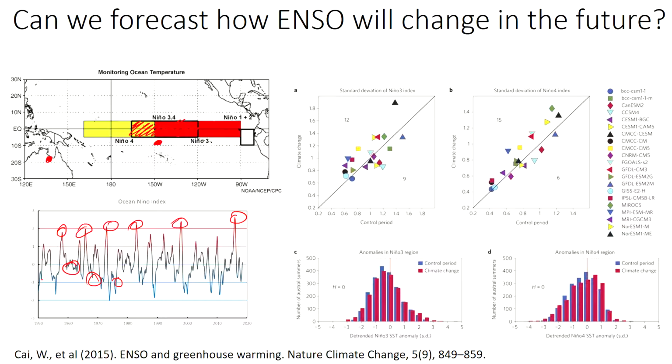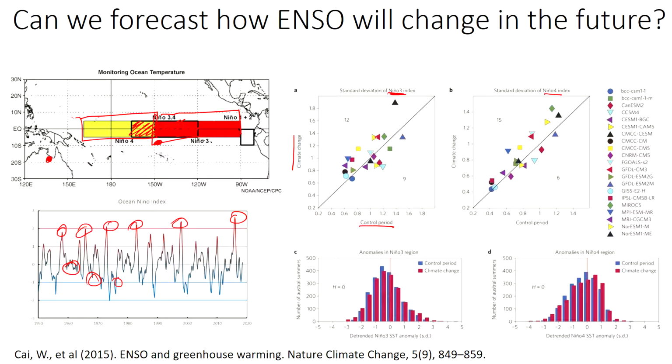And that's what's shown here on the right-hand side for two basically different metrics. The Nino 3, which is this one, which is basically average temperature in this box, and the Nino 4, which is the average temperature in this box. And what's plotted here is the variability. Okay, so we're looking at how the variability is different under normal conditions and under climate change scenarios.